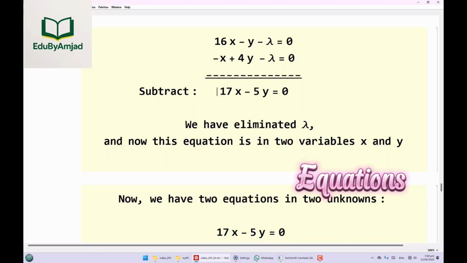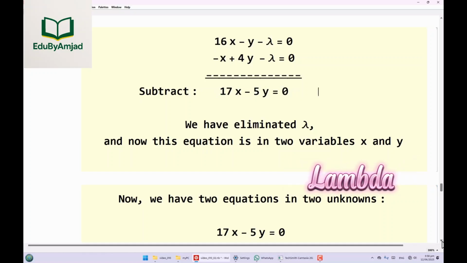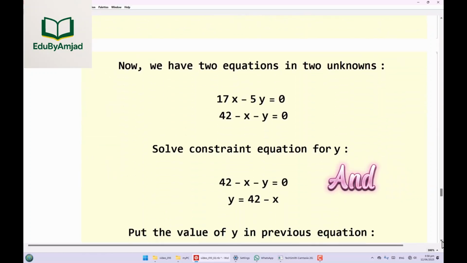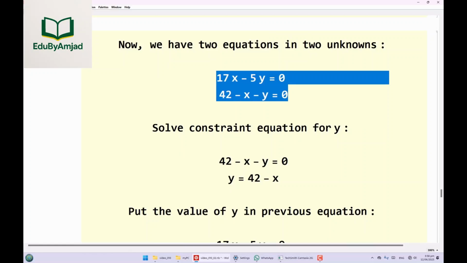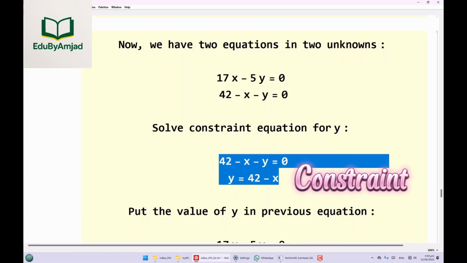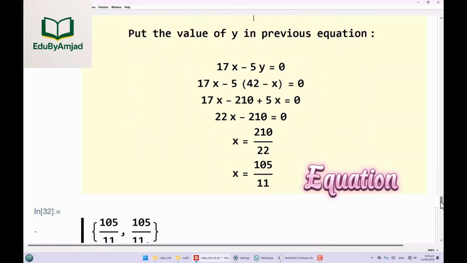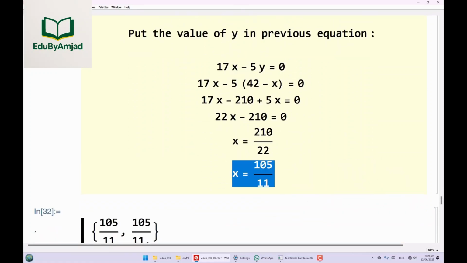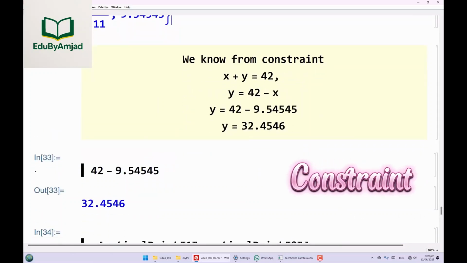Subtracting these two equations cancels out lambda, and we have 17x minus 5y equal to 0. We have eliminated lambda, and now this equation is in two variables, x and y. So now we have 2 equations in 2 unknowns, x and y. Solve the constraint equation for y. Put the value of y in the previous equation and solve for x. Put the x value in the constraint to find the value of y.